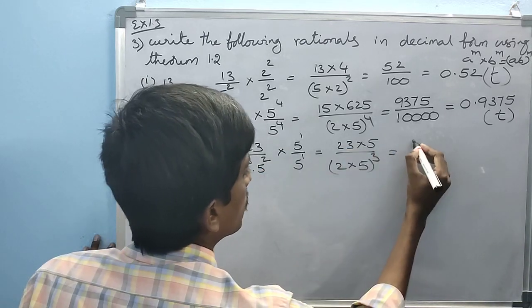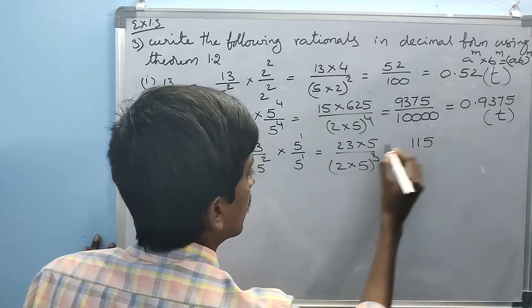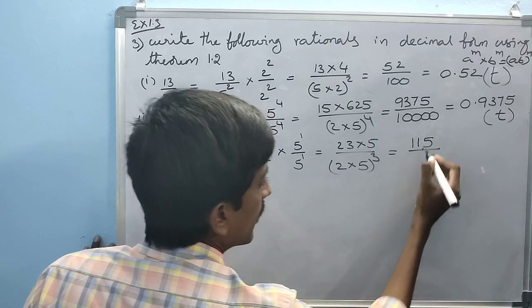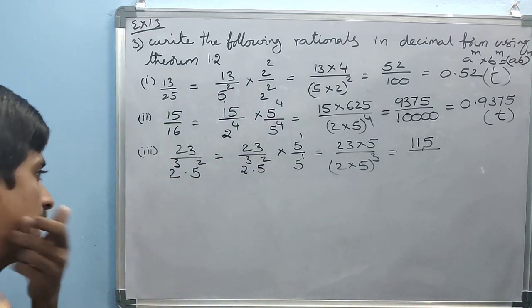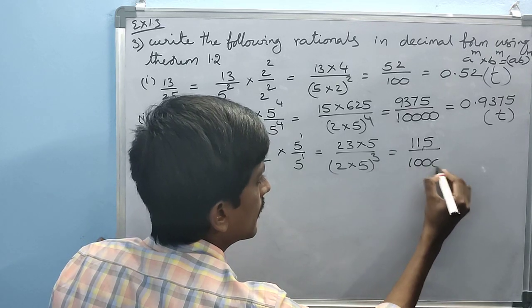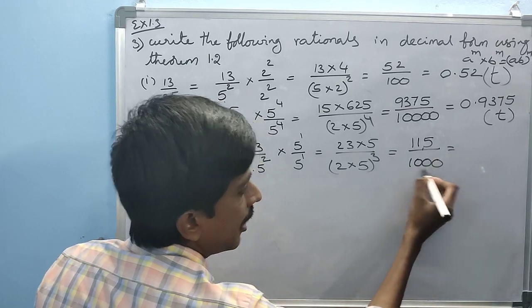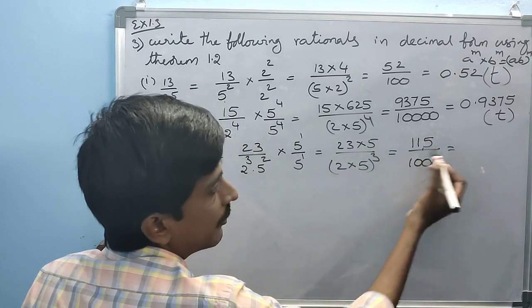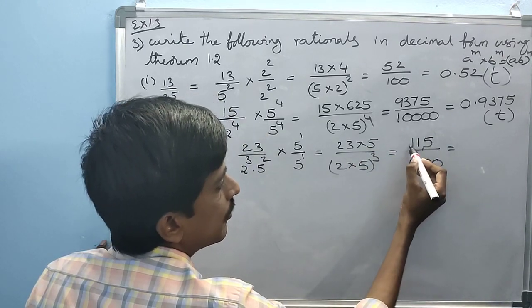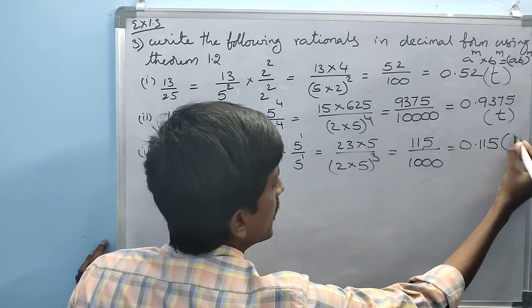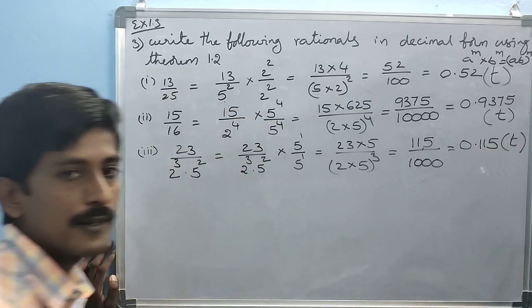23 5s: 5 3s are 15, 1. 5 2s are 10 plus 1, 11. So 115 by 2 into 5, 10 cube, 1000. Here the denominator has 3 zeros. So you take the decimal point before 3 digits: 1, 2, 3, point. So 0.115. It is also a terminating decimal.